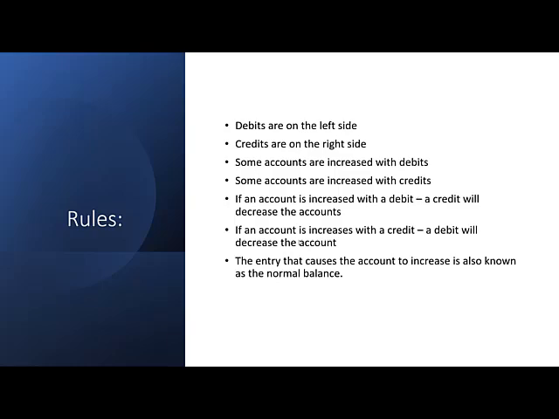Some of our accounts are increased with debit entries, and some of our accounts are increased with credit entries. If an account is increased with a debit, that means it gets decreased with a credit. And if it's increased with a credit, it will be decreased with a debit. And whatever entry, debit or credit, makes an account go up, that's also known as the normal balance of the account. So those are some general things there just to get us started.